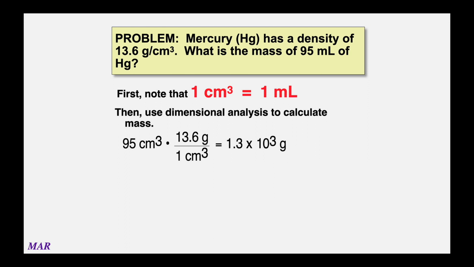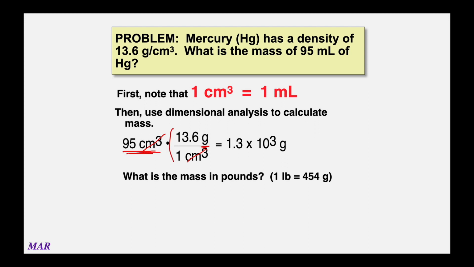Then if you multiply it by the density, notice that your starting unit, 95 centimeters cubed, the centimeters cubed cancel out. Centimeters cubed over centimeters cubed would be like x over x in math. It's just equal to 1. So those units cancel out. And grams is the only unit left. So 95 times 13.6 is 1.3 times 10 to the 3, or 1,300 grams. And that's the answer for mass in grams. Before we do the pounds, notice we started with 95 centimeters cubed, 95 milliliters.